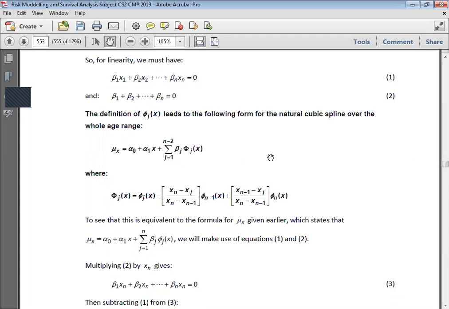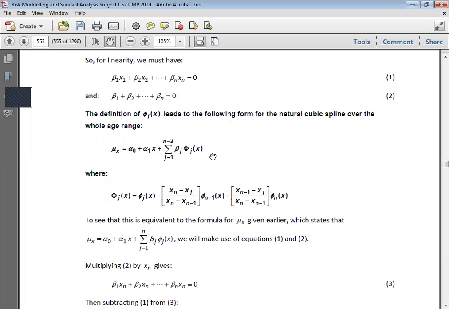But again, not every time do you want so much flexibility, and this might just be adding to the time cost and the other costs. So that's something that you want to have a look at as well. So now for linearity, we want this to be 0 and this to be 0 as well. Now if you try to use this particular condition and this particular condition and work it out, you can come to a conclusion that your mu x is equal to alpha 0 plus alpha 1 x and this thing.